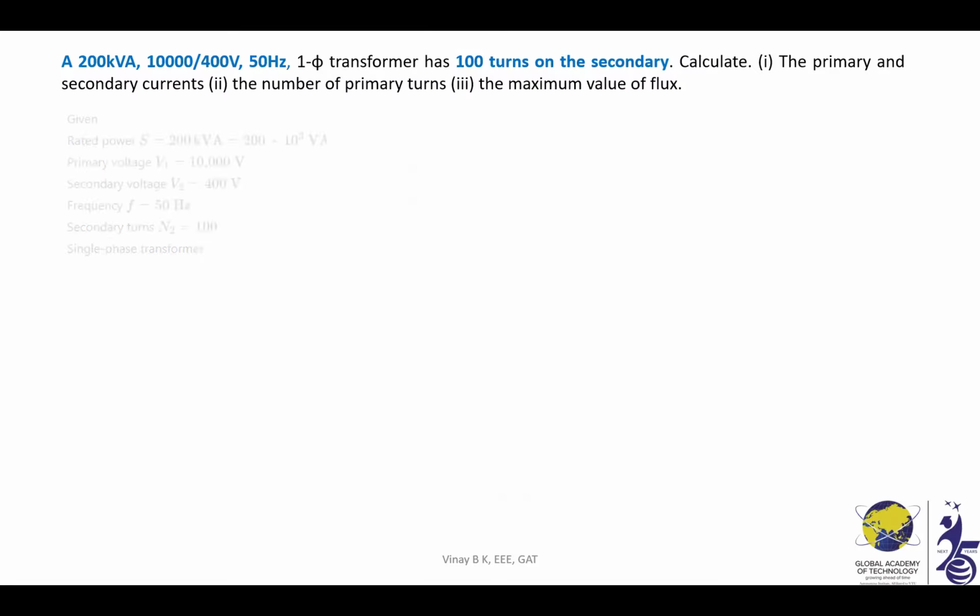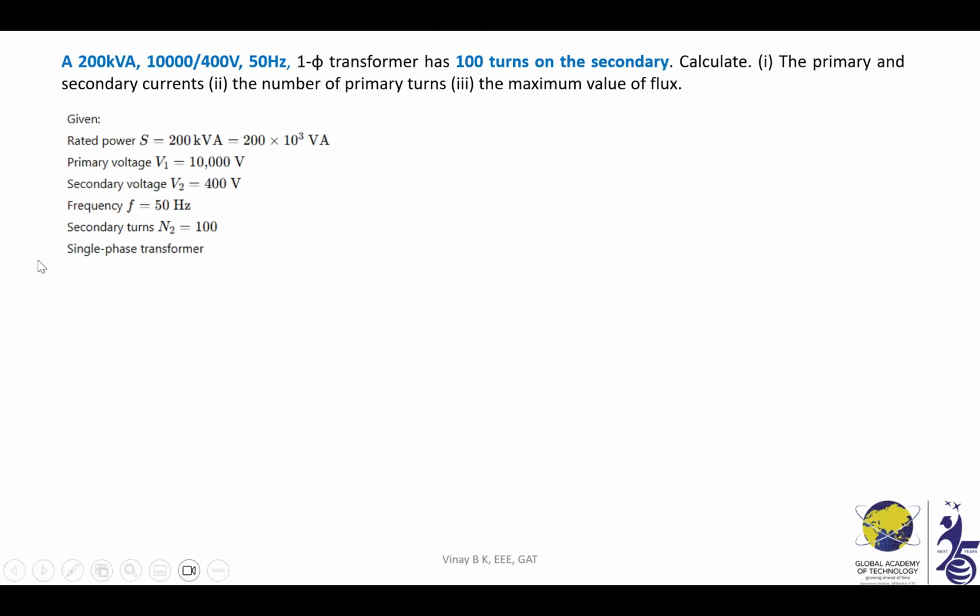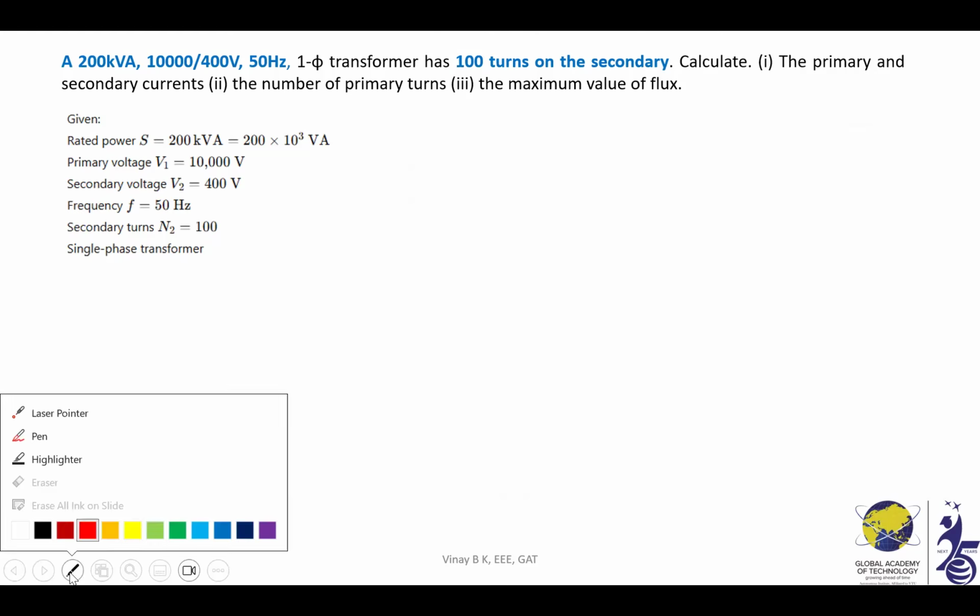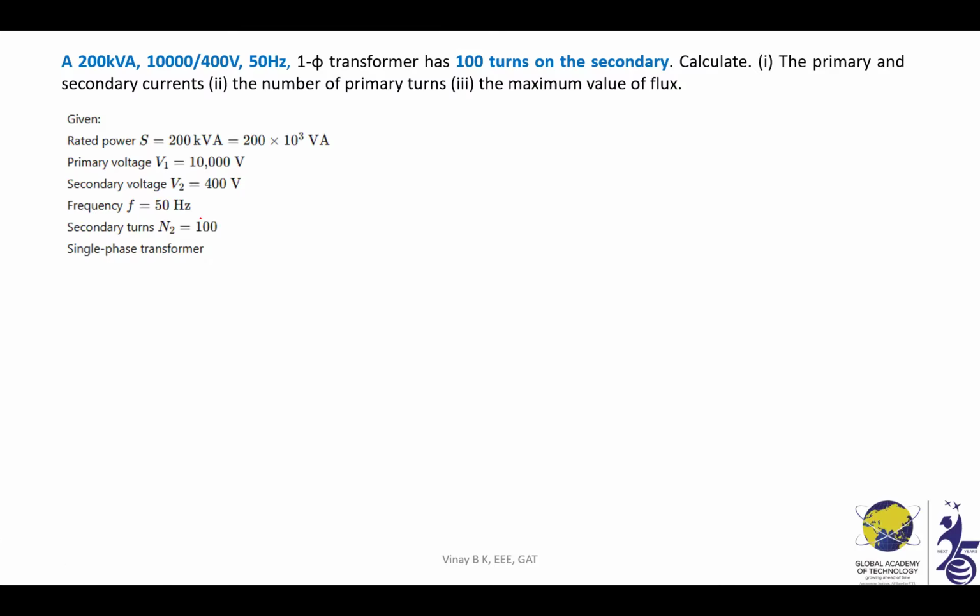So see the given rated power. Either you can write VA rating or kVA rating, or else you can call that apparent power. Yes, they are given that is 200 kVA. You can write it as 200 into 10 to the power 3 volt amperes. Primary voltage they are given, that is V1 equals 10,000 volts, and also they are given secondary voltage, that is V2, 400 volts, and they are given frequency, that is 50 hertz, number of turns on the secondary side, that is 100.